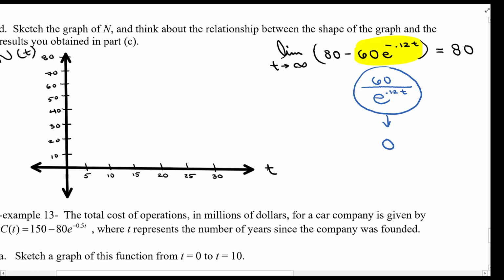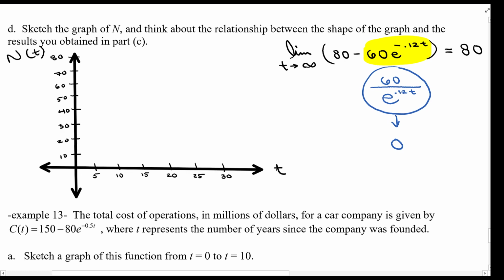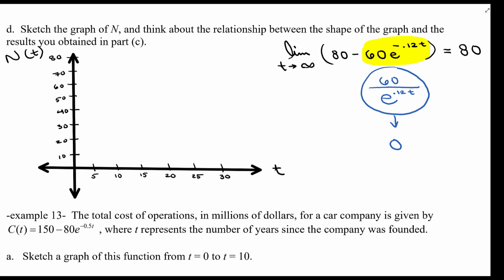So I'm going to draw a dashed horizontal line at n of t equal to 80, because I know that my function is going to get very, very close to this line, but it's never going to be equal to it, and it's never going to pass it or go above it.